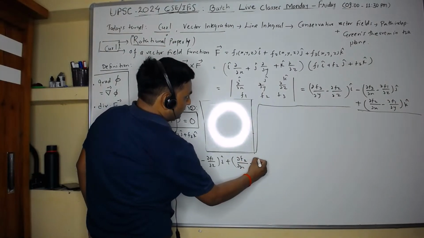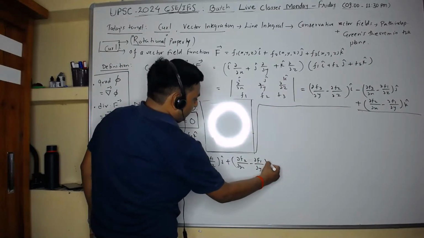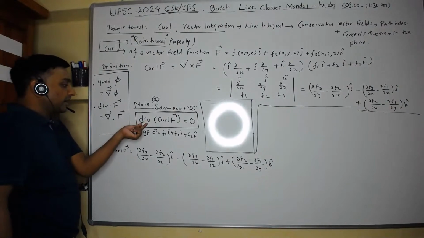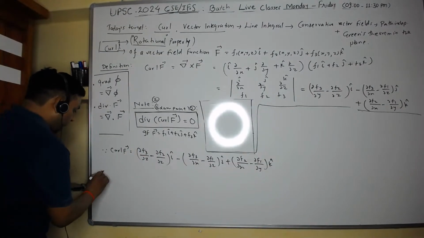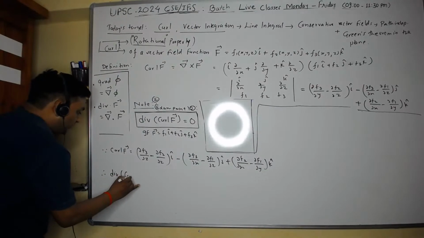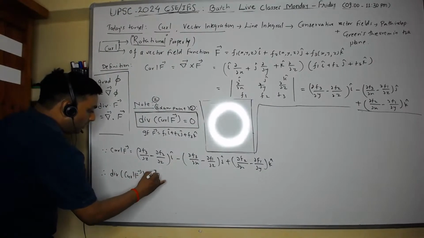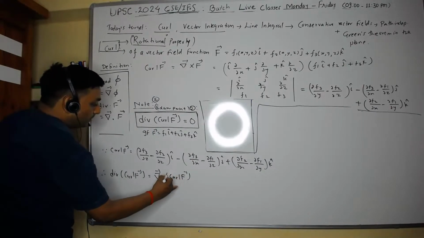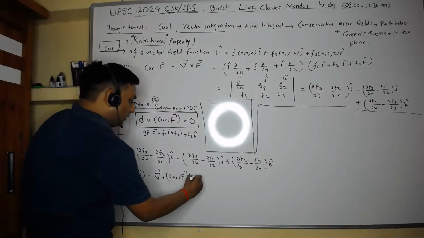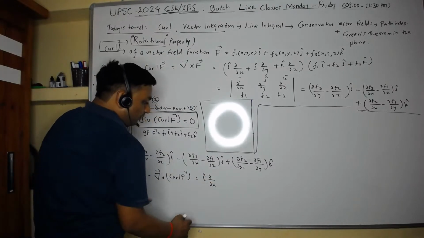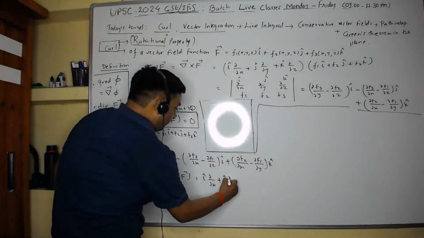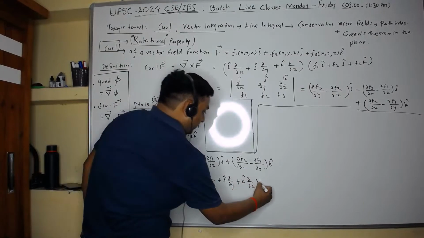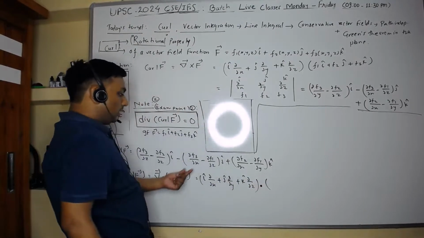∂f2/∂x − ∂f1/∂y k cap, right? And now what you wish to have? Divergence of curl. Okay? So divergence of curl f vector will be what? What is the definition of divergence? Del dot that vector, right? Dot product. So what is this? i cap ∂/∂x plus j cap ∂/∂y plus k cap ∂/∂z, dot product with curl of f vector.